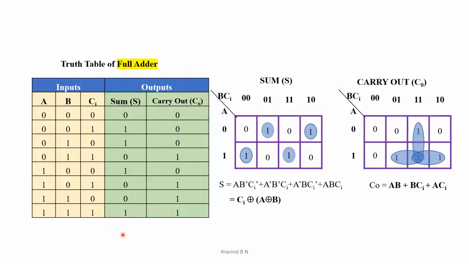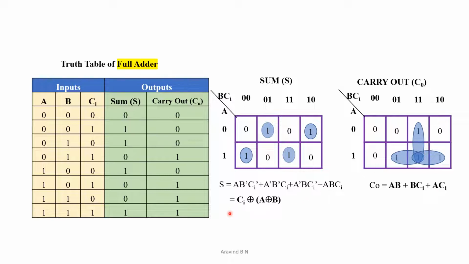Now mapping these output values, sum as well as the carry, onto the K-map, we are going to end up with the corresponding expression. So this is for sum. We are going to get sum is equal to so and so expression. By reducing that, we are going to get carry in XOR with the combination of A XOR B. Similarly, by solving for carry out, we are going to get carry out is equal to AB plus BCI plus ACI. The grouping is being shown over here.